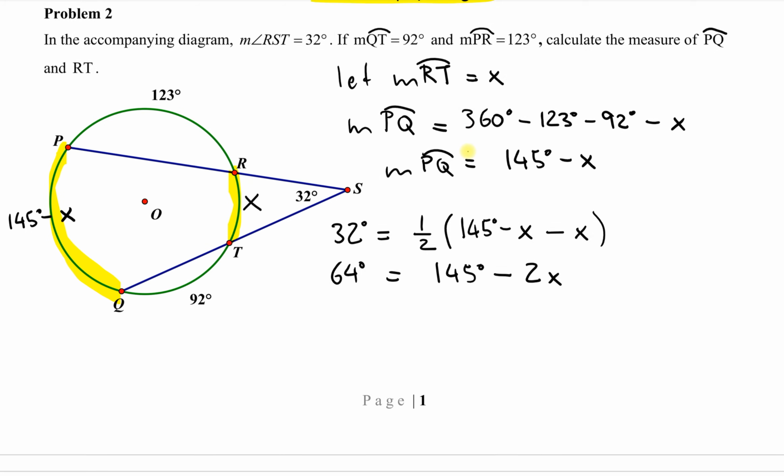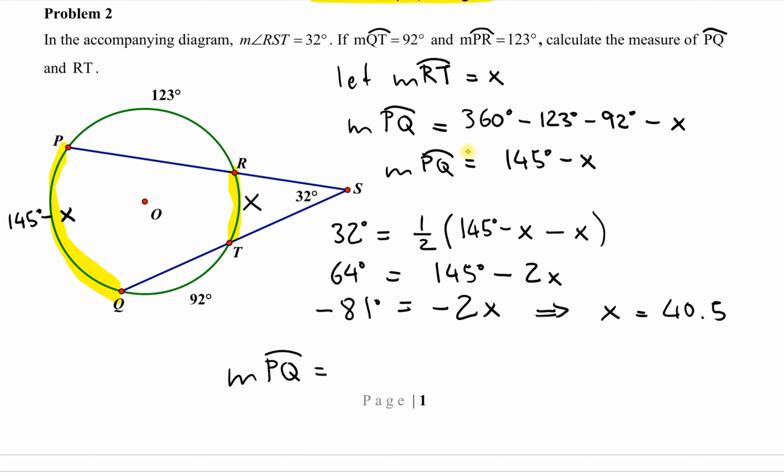So we can go back and calculate the measure of arc PQ. So how do we do that? Again, if we subtract 145 from both sides, so we do 64 minus 145, you end up with negative 81 degrees is equal to negative 2x, okay? So from this, we can figure out what x is, okay? So what is x equal to? So we divide the whole thing by 2 and we end up with 40.5, okay?